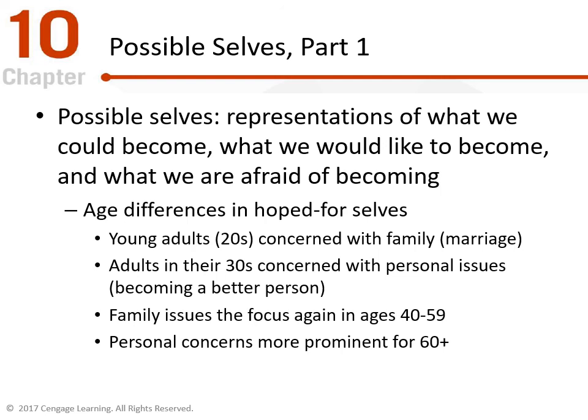So as you can see here, young adults in their 20s are concerned with family and marriage. Adults in their 30s are concerned with personal issues, becoming a better person. Family issues come into focus again between the ages of 40 and 59 as you transition from not having a family to retirement. And then personal concerns are more prominent for your 60s. How are you going to take care of yourself? What are your long-term goals as an older adult? Staying healthy, being active.